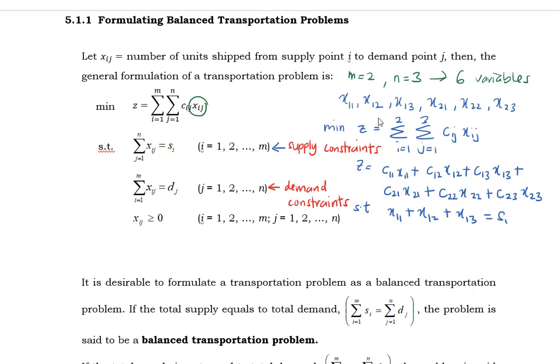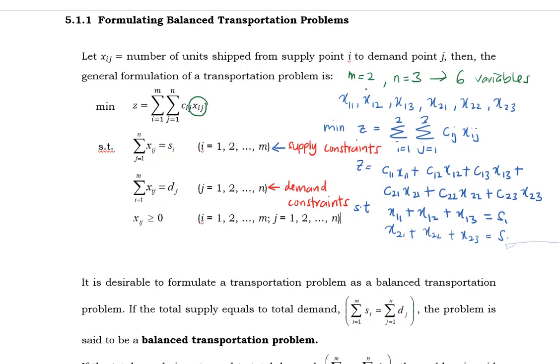The constraint for the second supply point is x21 plus x22 plus x23 equals S2. Only two supply constraints, since this example has two supply points.